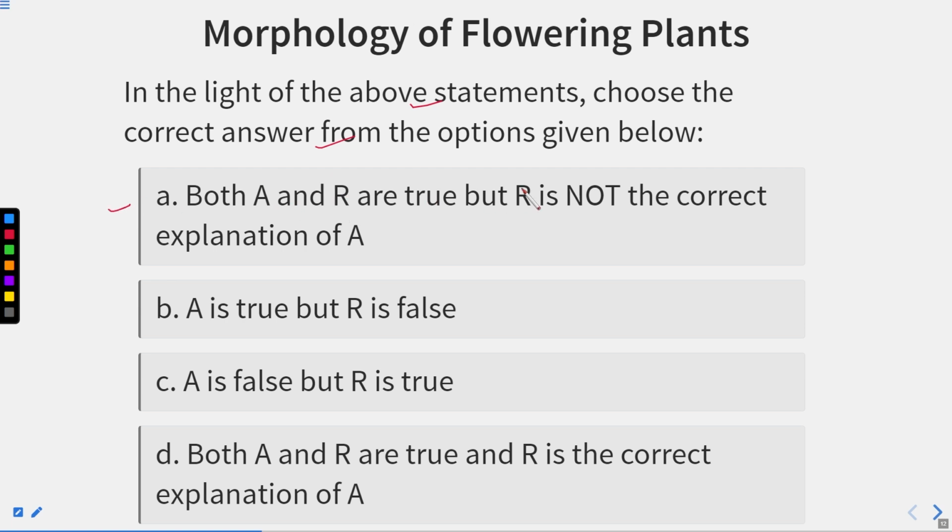Both A and R are true, but R is not the correct explanation of A. This is not the correct answer. A is true, but R is false. A is also true, so this is also not correct. A is false, but R is true. This is also not correct because A is true. Now option D, both A and R are true and R is the correct explanation of A. So this should be the correct answer. Option D is the correct answer here.